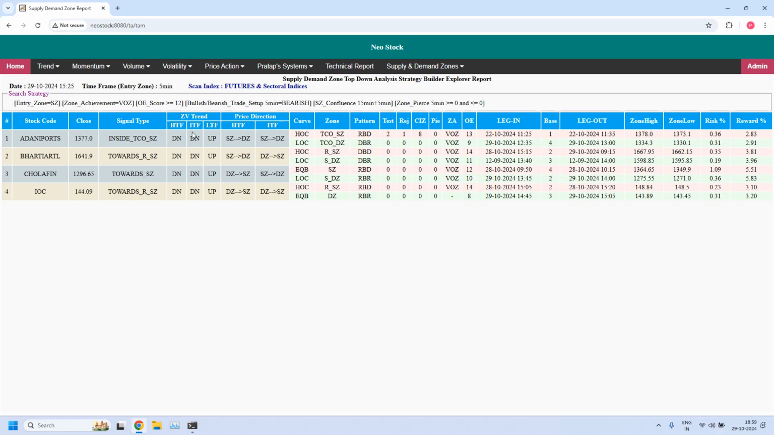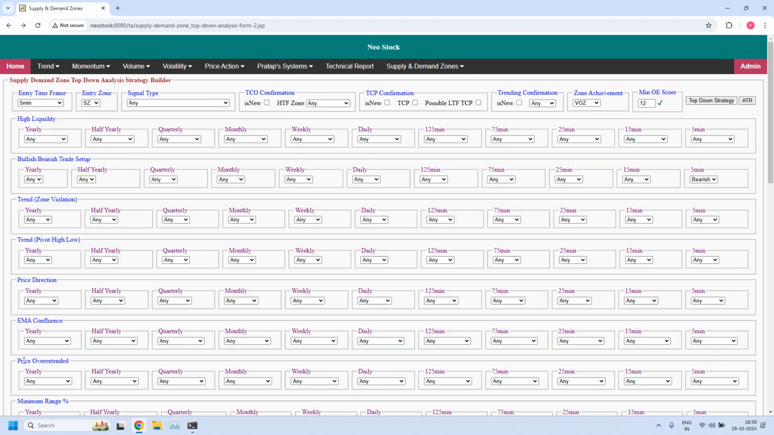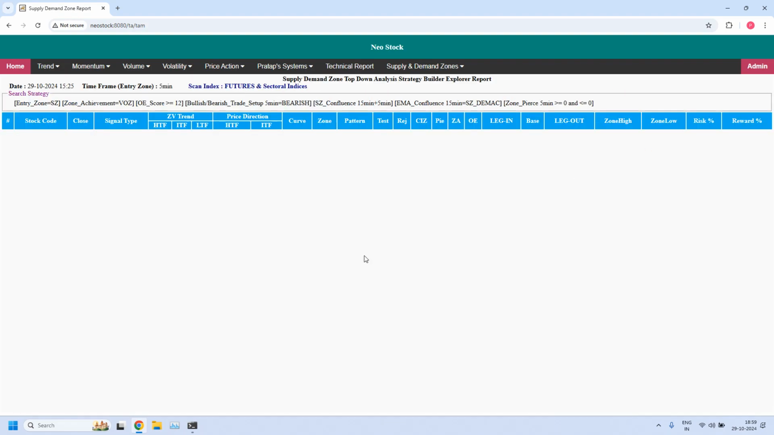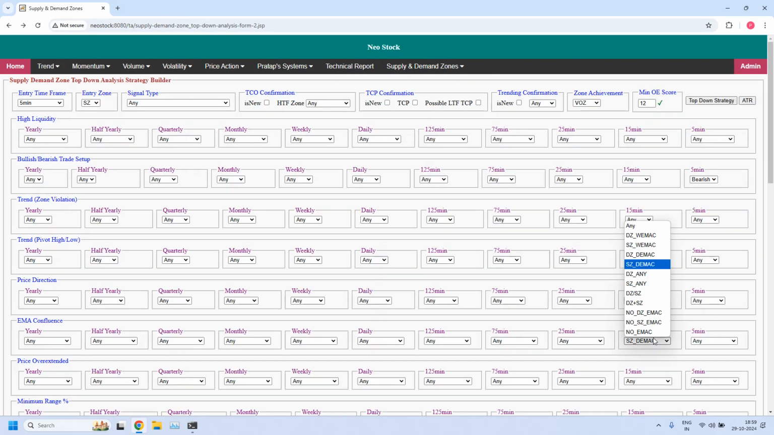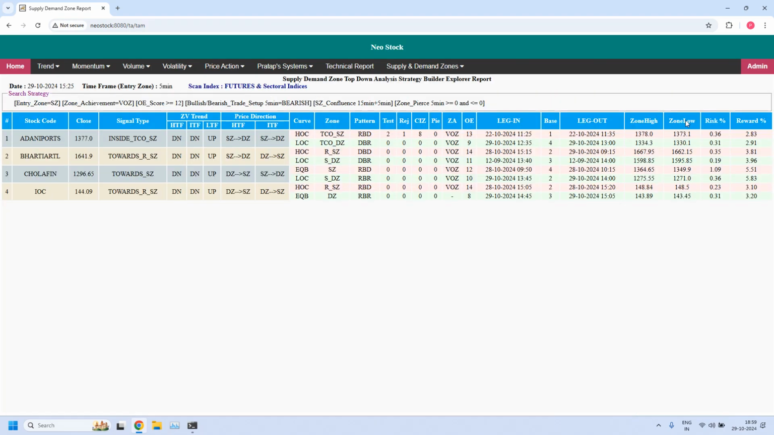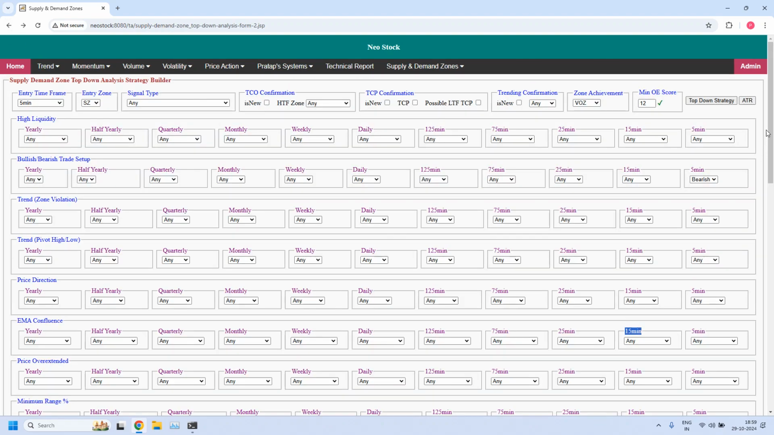And the 15 minute trend is a downtrend. If any of these stocks have daily EMA confluence, that is an even more high probability setup. Let's verify. In the EMA confluence at 15 minute time frame, the 15 minute supply zone with daily EMA confluence filter, we did not get any stocks. No problem. I am removing the EMA filter. Without EMA, we got 4 stocks. In all these 4, the 5 minute zone is part of the 15 minute zone.